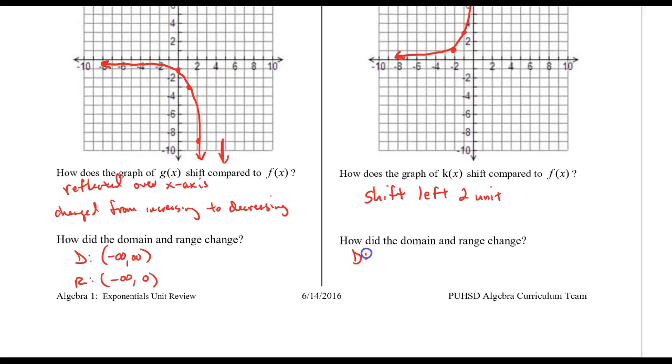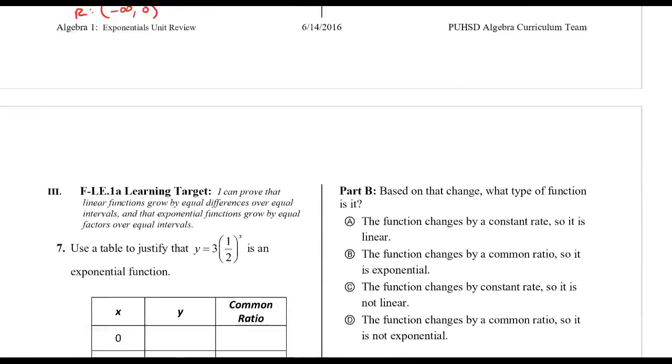Well, once again, common theme, the domain does not change. All values still work, and my range, we didn't move up or down at all, so my range is still 0 to infinity, with parentheses instead of brackets.